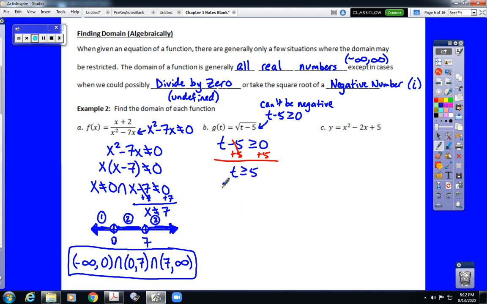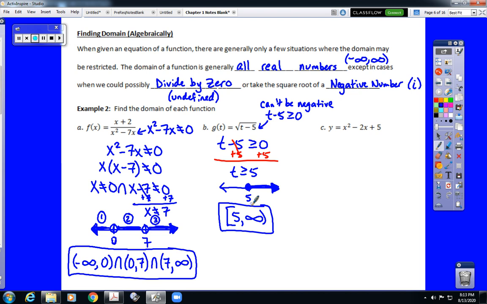So again, I always like to suggest that you think about what that would look like on the number line. That's a closed circle at 5 and shading to the right. So that means the interval would be a square bracket for 5 going to positive infinity, which is always a parenthesis. Now on letter C, they're trying to trick you.